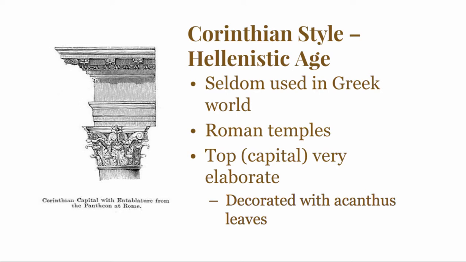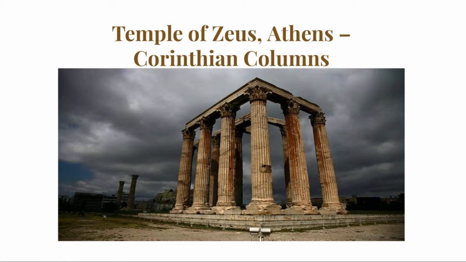We really don't see these in the Greek world. They're mostly found in Roman temples. The top of the capital right here is very elaborate, decorated here with acanthus leaves. And again, this is the most complex of the orders, and we really don't see this a lot in ancient Greece. Here, though, is an example of the Temple of Zeus in Athens. These have their Corinthian columns that were present during the Hellenistic period.